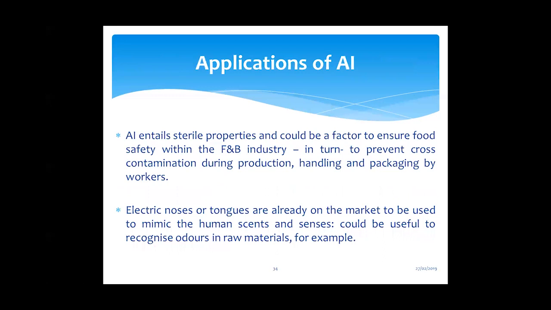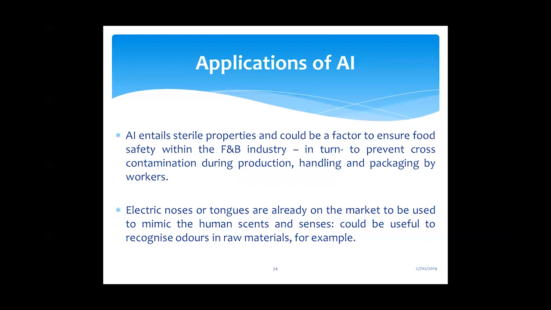Applications of AI. Well, AI entails sterile properties and could be a factor to ensure food safety within the food and beverage industry, in turn preventing cross-contamination during production, handling, and packaging by workers, as I mentioned earlier. This is why they're bringing robots both in the food and the pharmaceutical industries in a big way.